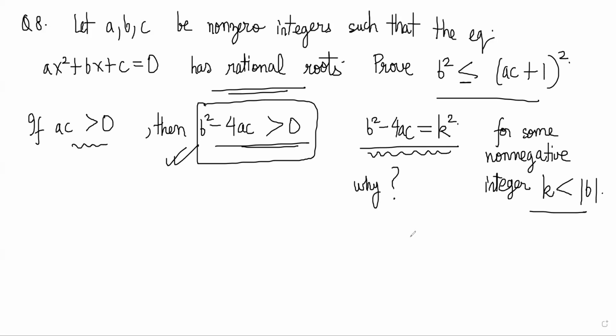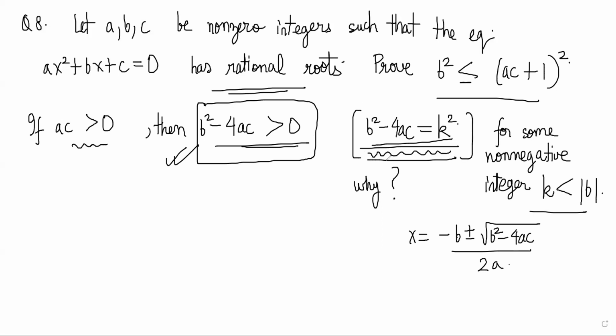Why is this? Because the roots are what? Roots are minus b plus minus root over b square minus 4ac by 2a, right? If it is not equal to K square, you will get an irrational term, but the roots are supposed to be rational. We are saying that it is a perfect square, basically, right? We are saying b square minus 4ac is equal to K square in that case, right?